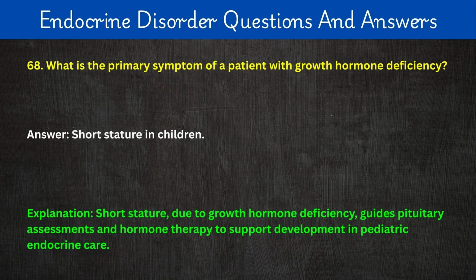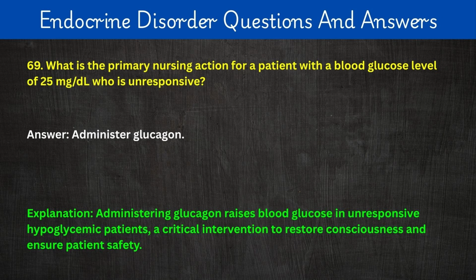68. What is the primary symptom of a patient with growth hormone deficiency? Answer: short stature in children. Explanation: short stature, due to growth hormone deficiency, guides pituitary assessments and hormone therapy to support development in pediatric endocrine care.